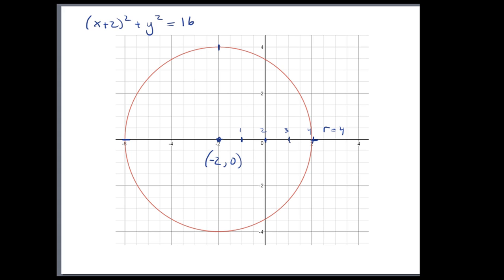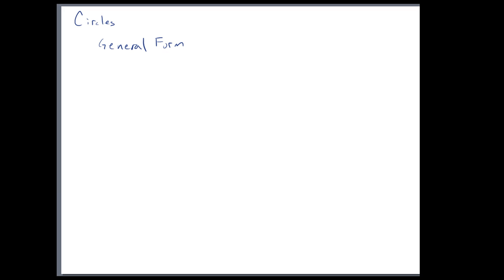Now, in addition to standard form, circles could also be expressed in what's called general form, and that's where everything is all expanded out. And dare I say it, ugly. That would be something like x² + y² + 6x + 2y + 6 = 0.